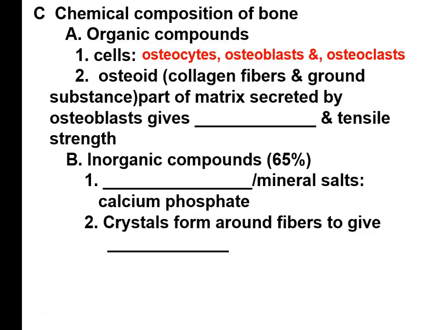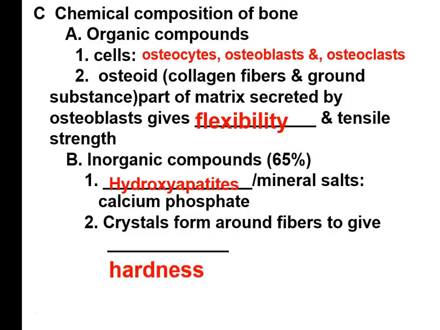Osteoid is actually the fibers and the ground substance inside the matrix that are secreted by the osteoblast, and this is going to give the bone not only flexibility but tensile strength. Remember that the fibers give us the ability to bend and recoil, where it's the calcified salts that give us hardness. So that would be the inorganic compounds. Hydroxyapatite is the fancy chemical word we call calcium phosphate crystals. Those crystals, remember, form around the fibers in alternating patterns to give the bone hardness.